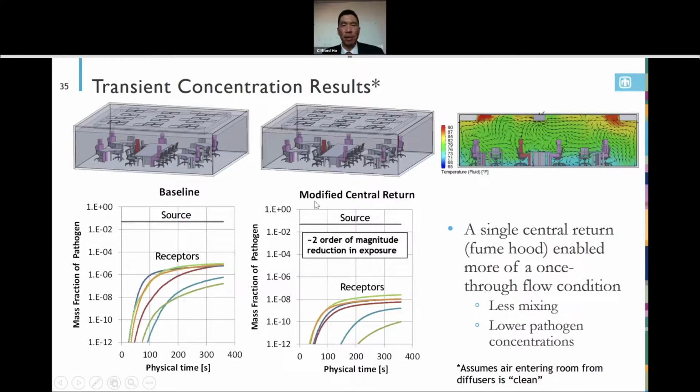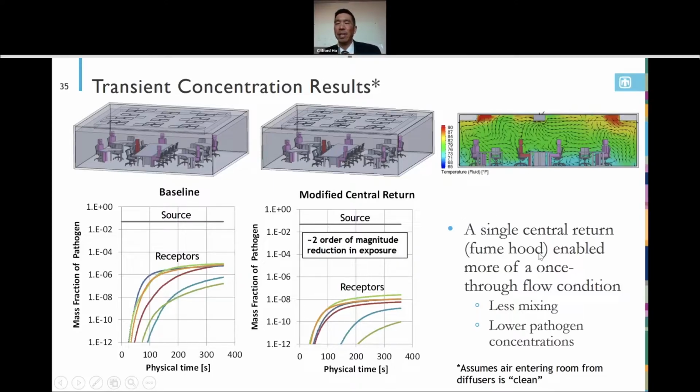So this is the base on the left compared to using a modified central return. It really reduced the receptor locations everywhere by about a couple orders of magnitude. So that modified central return is shown here. It's like a fume hood. Think of it as a fume hood that we just installed in the middle of the room and replaced all the other return vents with that centralized fume hood.